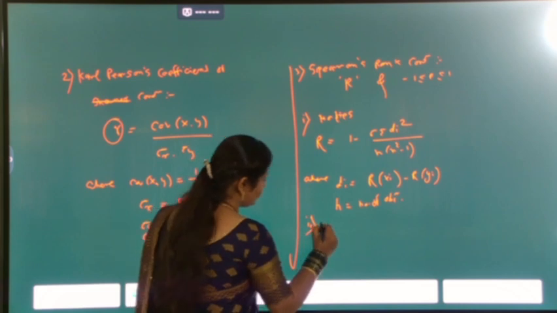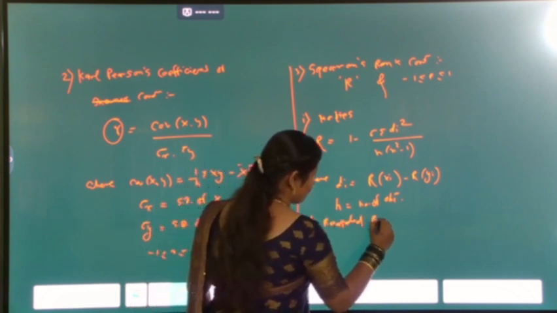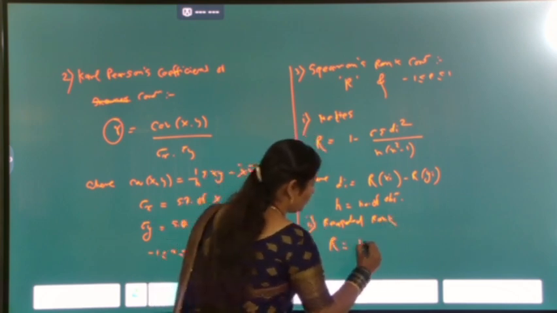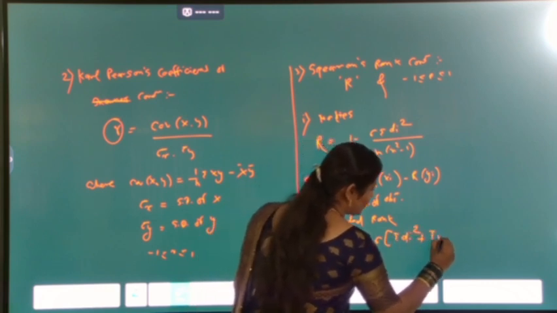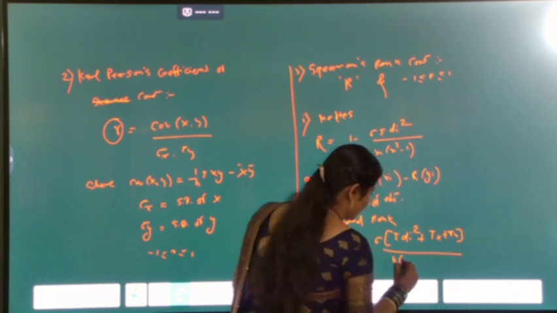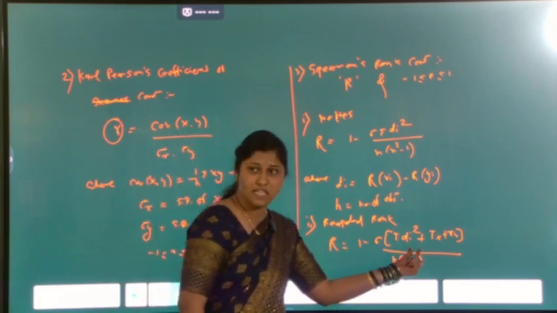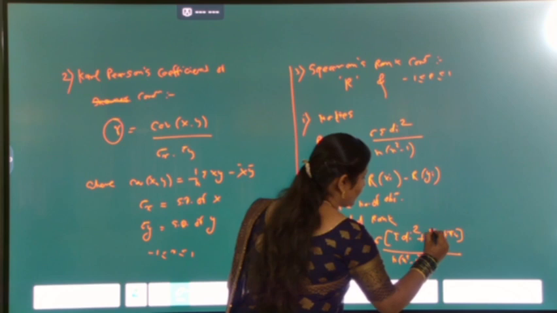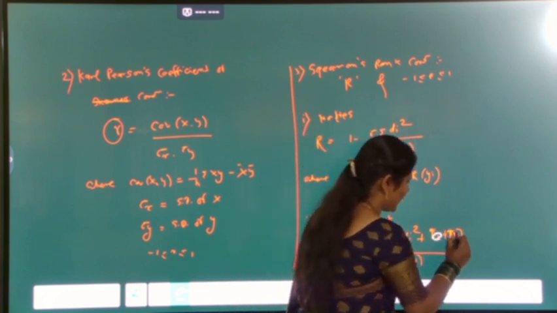Second case is for repeated ranks. The formula is R is equal to 1 minus 6 times sum of di square plus Tx plus Ty, divided by n into bracket n square minus 1, where di is the difference between two ranks, Tx is the total correction for ties in X series, and Ty is the total correction for ties in Y series.